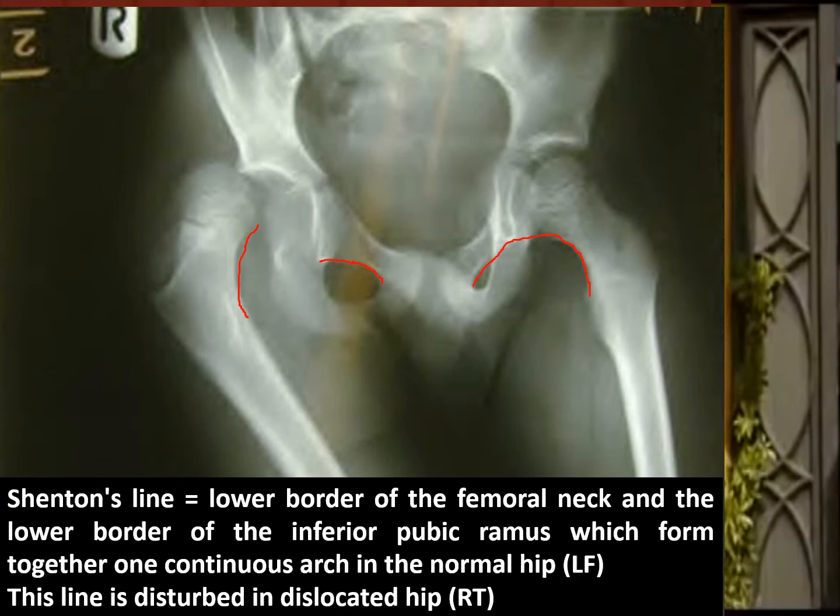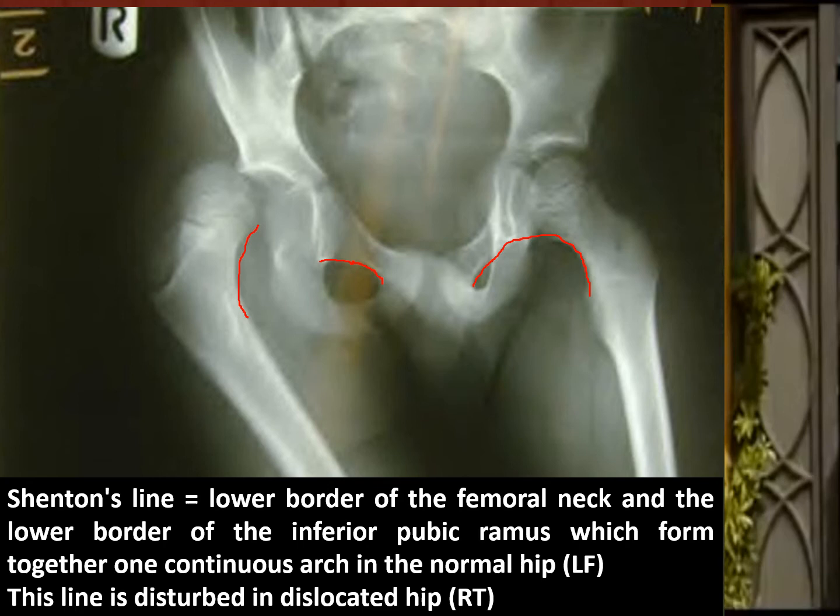What is the meaning of Shenton's line? Shenton's line is the line drawn from the lower border of the neck and the lower border of the superior pubic ramus. These two areas represent together one continuous uninterrupted arch, as seen on the left side.